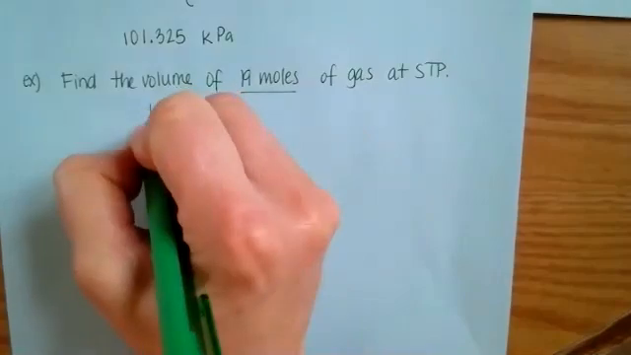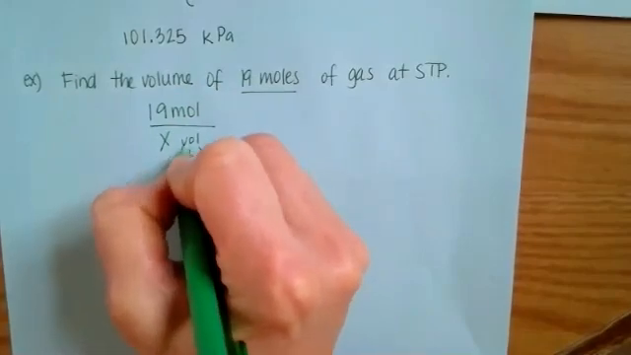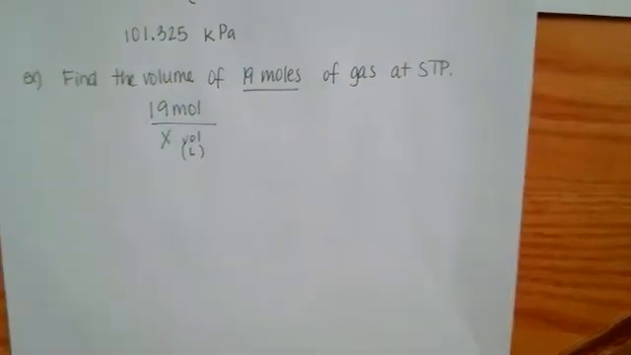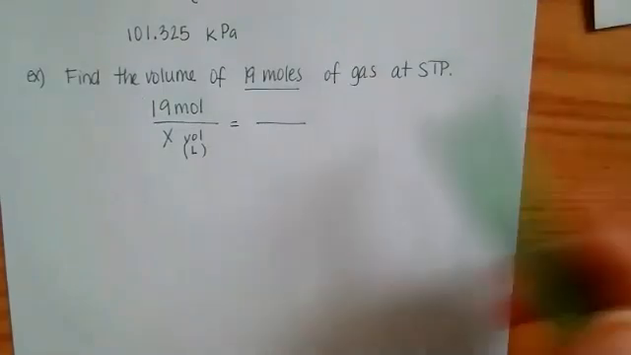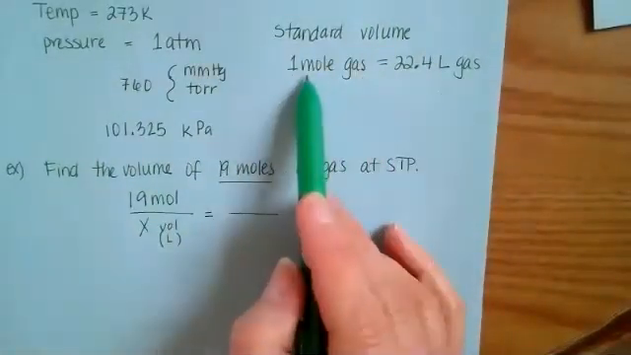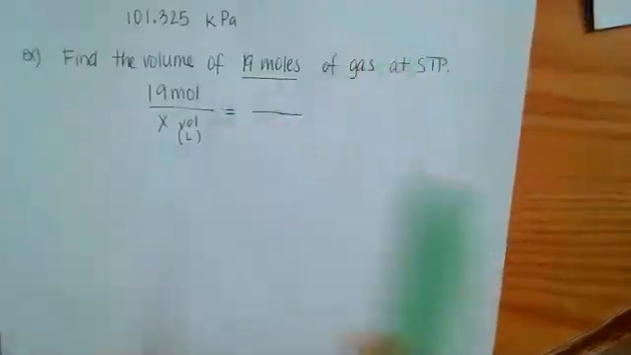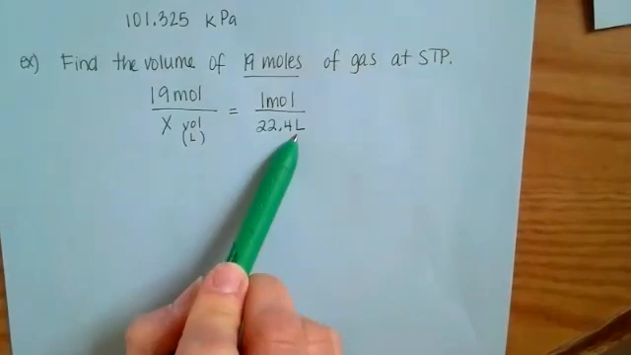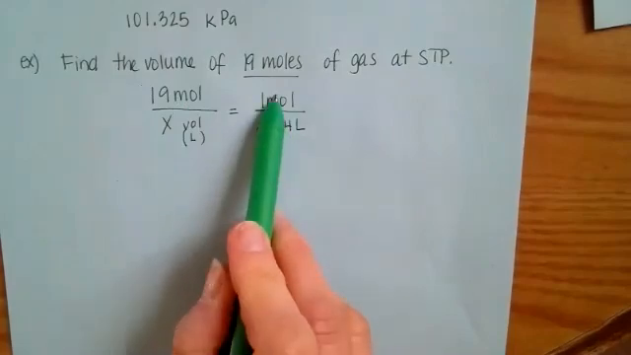If I'm given 19 moles, and I'm looking for volume, volume is going to be in liters. This is what I'm looking for. I'm using a variable x for what I'm solving for. That's my first part of my proportion. I can solve this question by using proportions, as I can for almost everything in chemistry. Standard conditions say 1 mole of gas is equal to 22.4 liters of gas. So let's set that up. I put liters on the bottom because I want to make sure that the units are the same, and then I can cross multiply and divide.